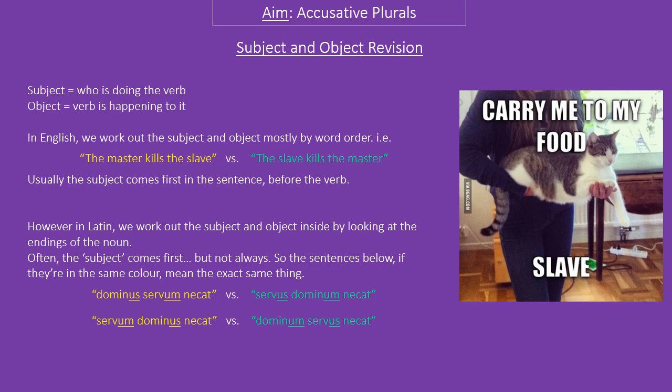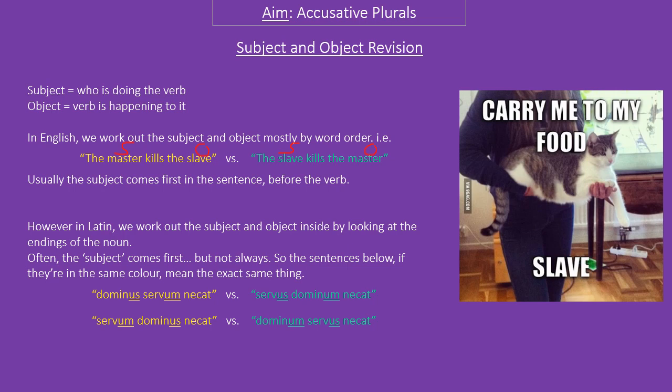In English, the subject and object are decided by where the noun is in the sentence. If we take the sentence, the master kills the slave, the master is obviously our subject, the slave is obviously our object. Master comes first in the sentence before the verb, kills, so the master is definitely the one doing it. And then we can see in the sort of bluey-greeny sentence over here, the slave kills the master. It's now been reversed. It's now the slave is the subject and the master is the object.